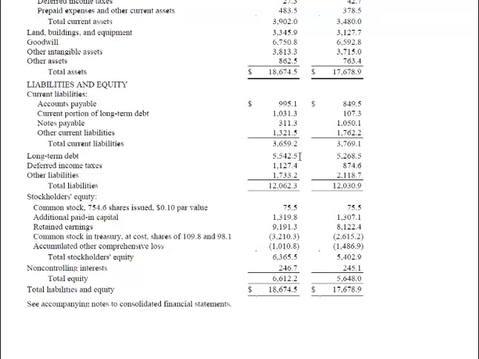And then their long-term liabilities, these are liabilities that will be paid later, 2 or more years from now. Deferred income taxes, which we would talk about in a more advanced accounting class, and other liabilities that they don't list out individually. And so they end up with this $12,000 in total liabilities.